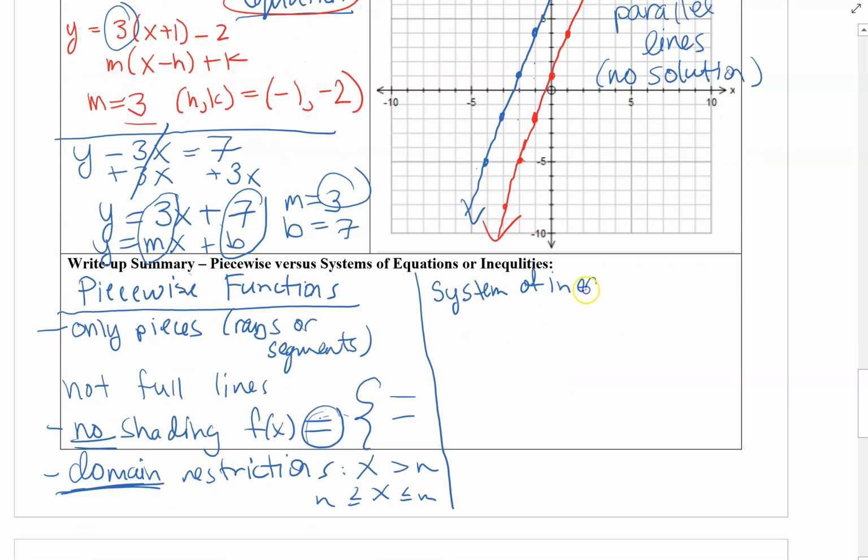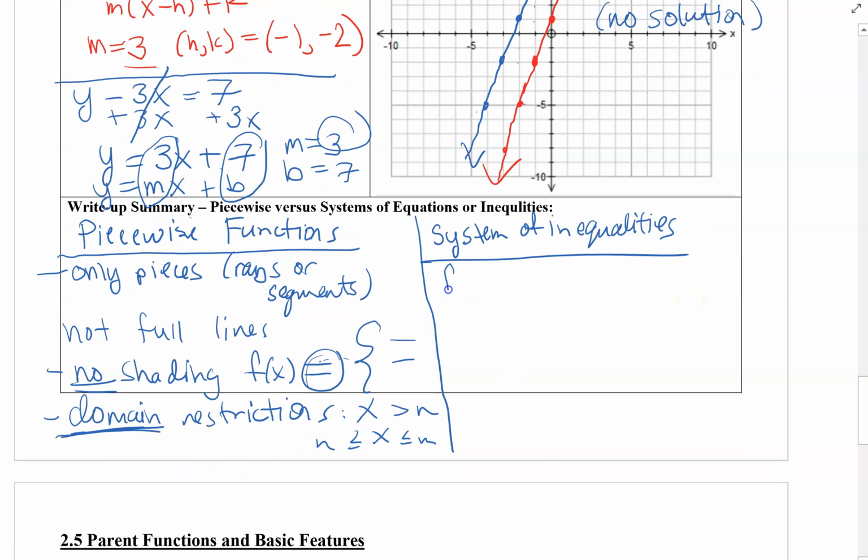Now, if you have a system of inequalities, like we did in number 14, then you're going to have full lines where maybe some are dotted. So they could be dotted or solid, dashed or solid, however you want to call that. And they're not equations. There's no equal sign. So you won't see an equal sign in the equations at all. You won't have one at all.